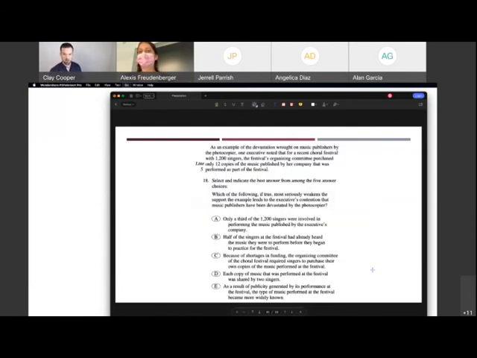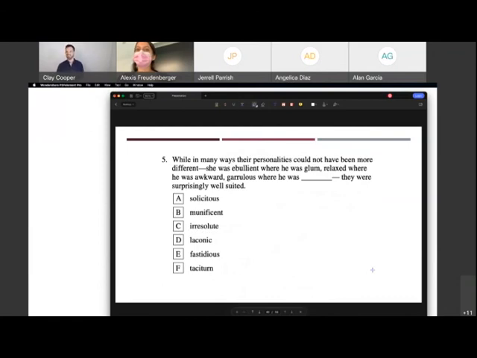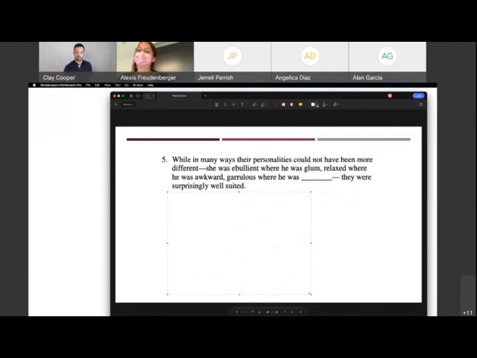Okay. Cool. All right. And then let's look at this sentence equivalence question real quick, and then we'll go into question and answer. So while in many ways their personalities could not have been more different, she was ebullient where he was glum, relaxed where he was awkward, garrulous where he was blank. They were surprisingly well suited. So in your own words, what should we plug into that blank?